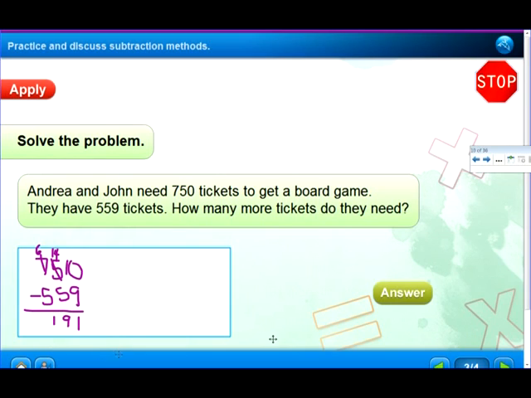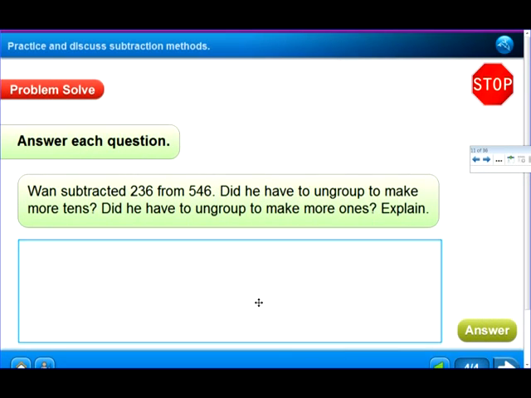Let's check our answer. And our answer says 191 more tickets. Good job. Now try this one. See if you can do this on your own.